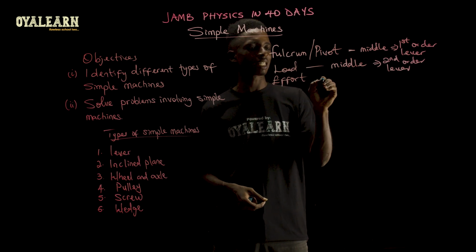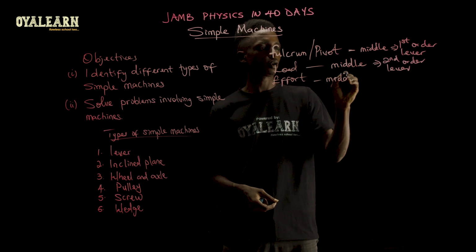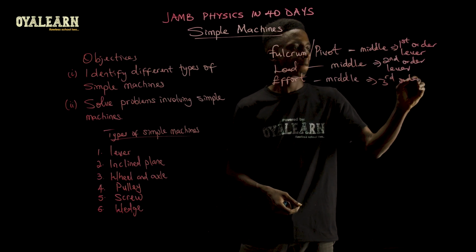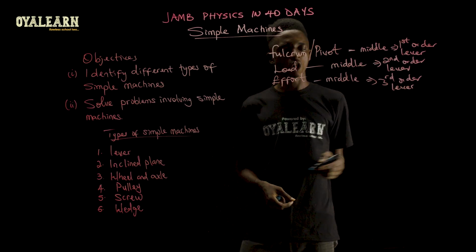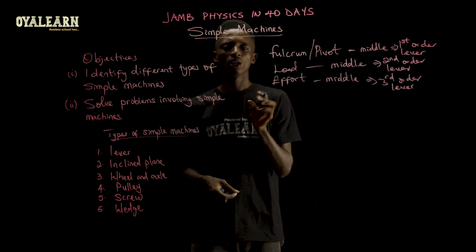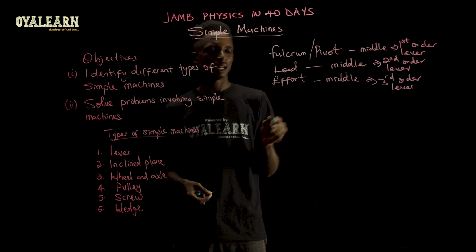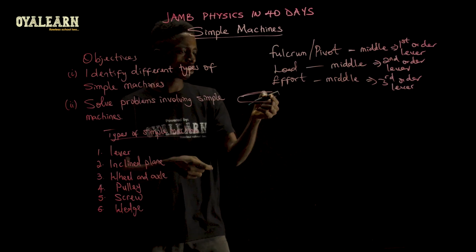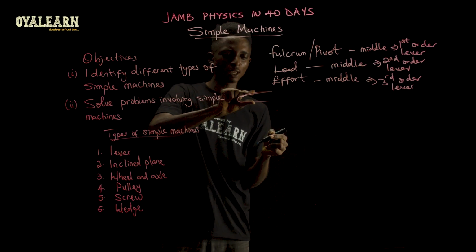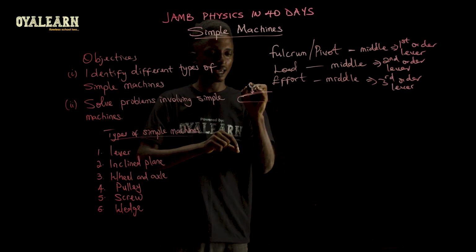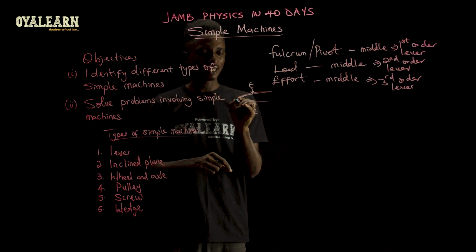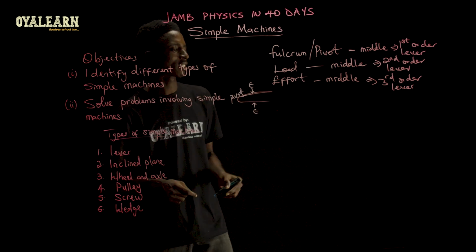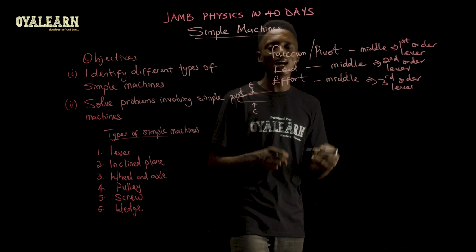And then when the effort is applied in the middle, you have what we call the third order lever. An example of a third order lever is your forceps. When you consider the forceps, this is what it looks like. This is where you pick a load. You apply your effort at the middle here. And then this is the pivot here. So this is a forceps and it belongs to the third order lever.